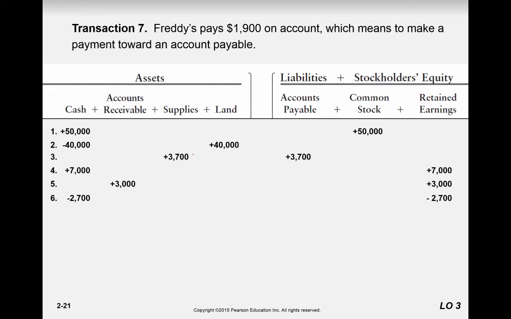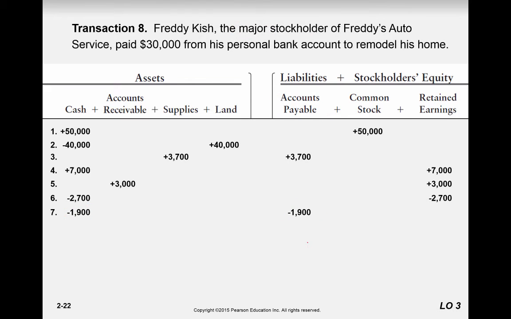We now pay $1,900 on account, keyword, which means to make a payment towards our accounts payable. So right here, what we owe, this $3,700, we're paying $1,900 of it, and notice we are recording now the reduction of this balance here. So we're taking out our accounts payable, we're bringing it down because we paid it.